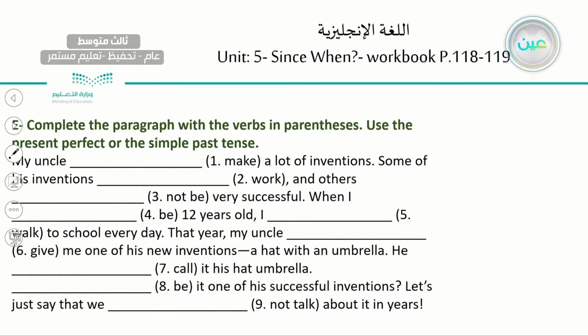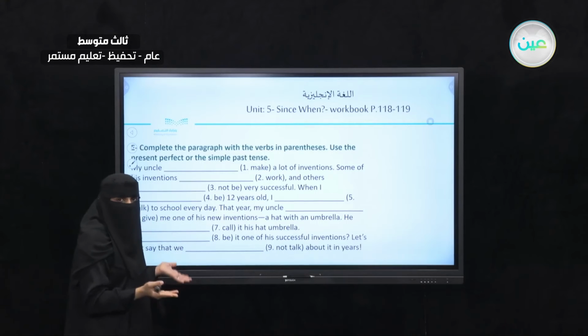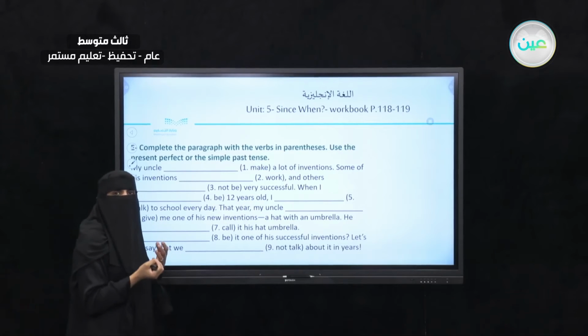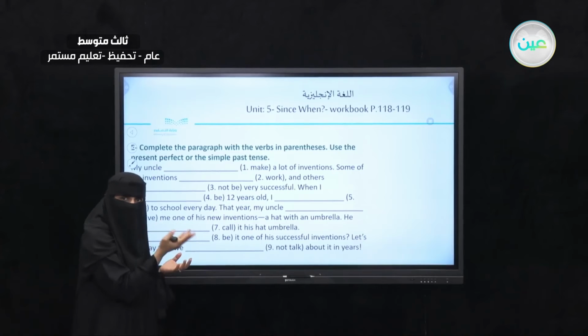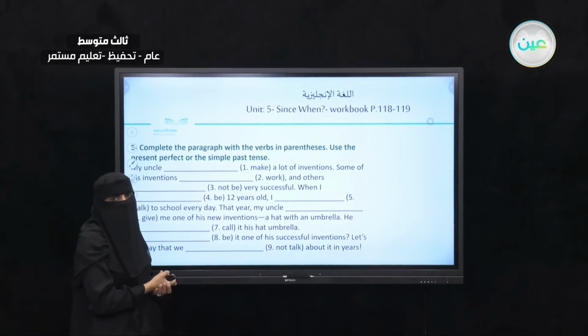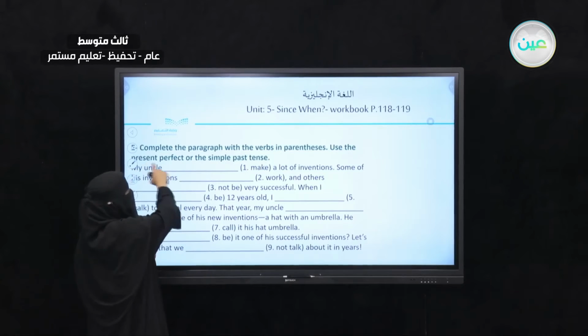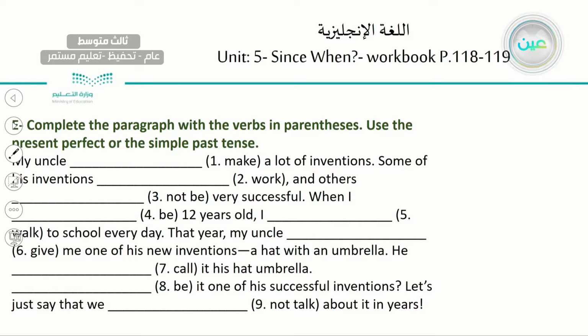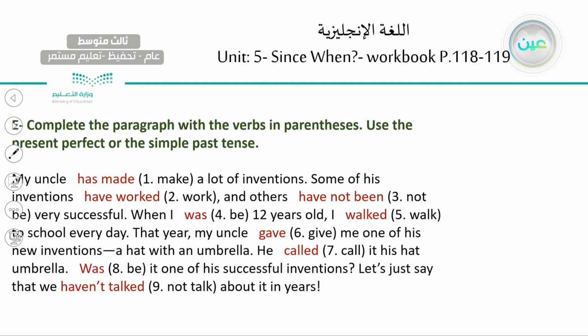E, complete the paragraph with the verbs in parentheses. So we have to look at the verbs between brackets, okay? Use the present perfect or the simple past. Here, they didn't tell you which tense you're going to use. You have to read the statements to think and check. If there is a time, you will use the past simple. If you can't see a specific time, it's an experience, then you use the present perfect, okay? Let's see the answers together.